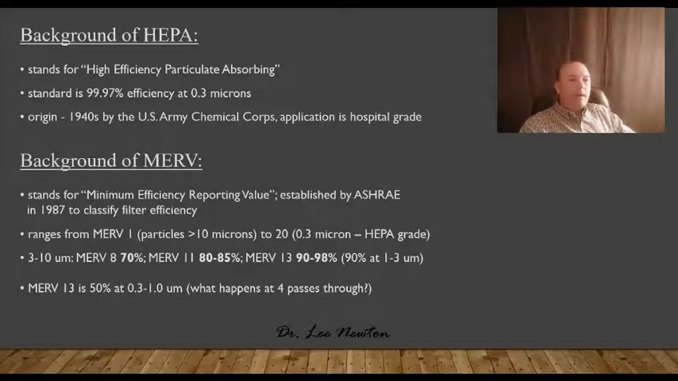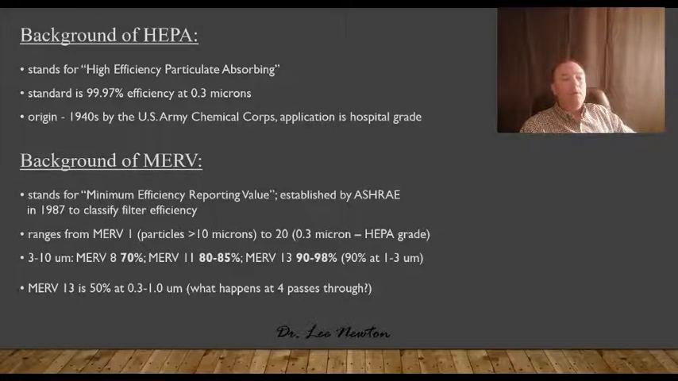That third line under MERV is a little bit dense, so let's pick it apart. At 3 to 10 micron size, a MERV 8 filter is 70% efficient, MERV 11 is 80 to 85%, MERV 13 is 90 to 98% efficient. And furthermore, MERV 13, which is becoming the recommended standard at least for commercial and healthcare settings, is 90% efficient at 1 to 3 microns, which is very, very good.